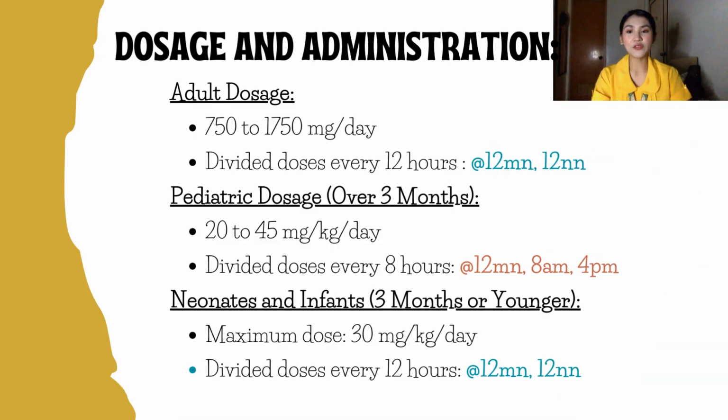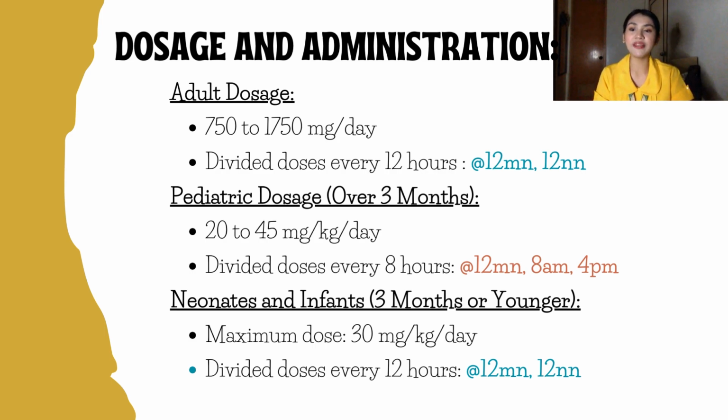Now we'll proceed to the dosage and administration of amoxicillin. I divided this into three categories, thanks to my references that are included in the latter part of the presentation. First, we have the adult dosage. For adults, 750 to 1,750 milligrams a day, divided into two dosages every 12 hours. It can be at 12 midnight and 12 noon.